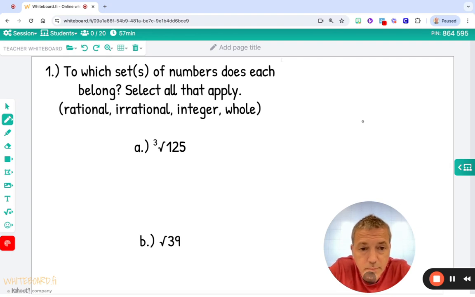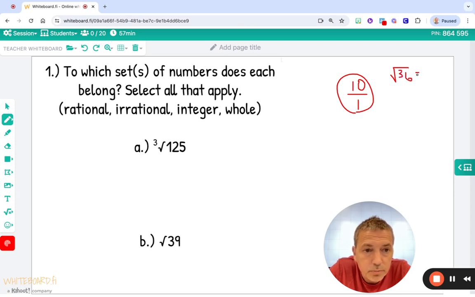So like if I said the number 10 and you're like, well, how do you write 10 as a fraction? Well, you can just say 10 over 1, right? That's a ratio of two integers. If I had the square root of 36, well, that would be 6, which can be written as 6 over 1. So all of those are rational. If it can be written as a fraction, it's rational, as a ratio of two integers.